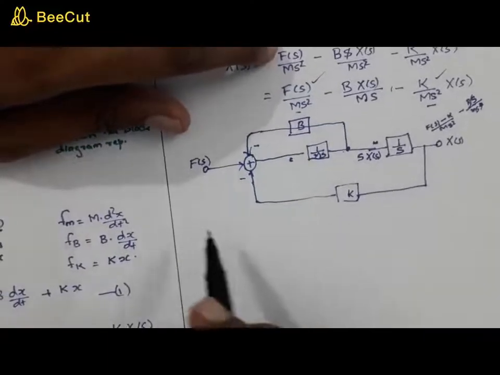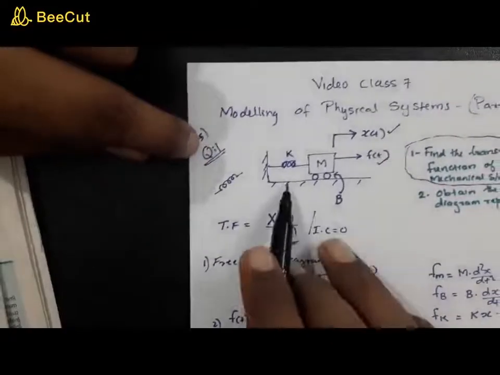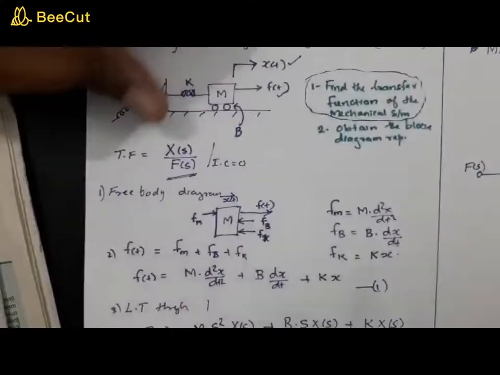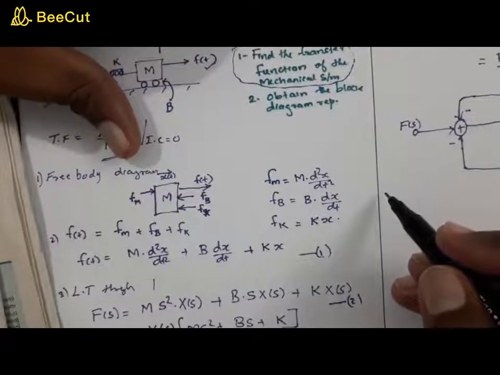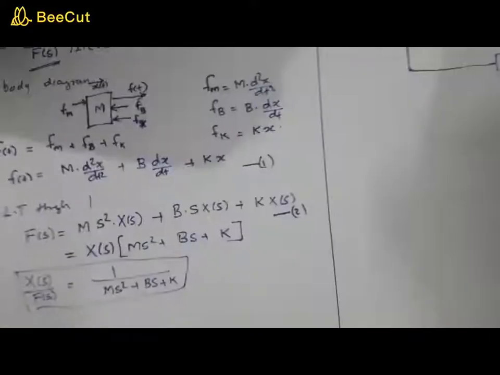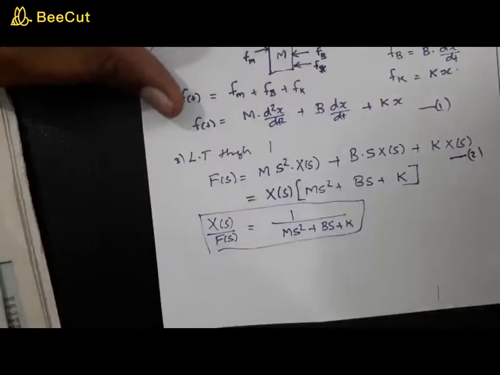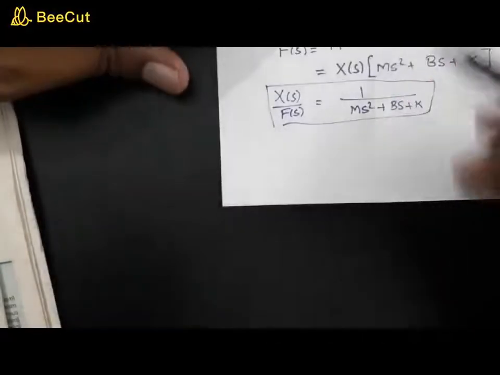So this is the block diagram representation of this simple mechanical system. As I told you, this is not that important, but when we study the block reduction technique, we will come to this example as well and prove that the transfer function is the same as this.